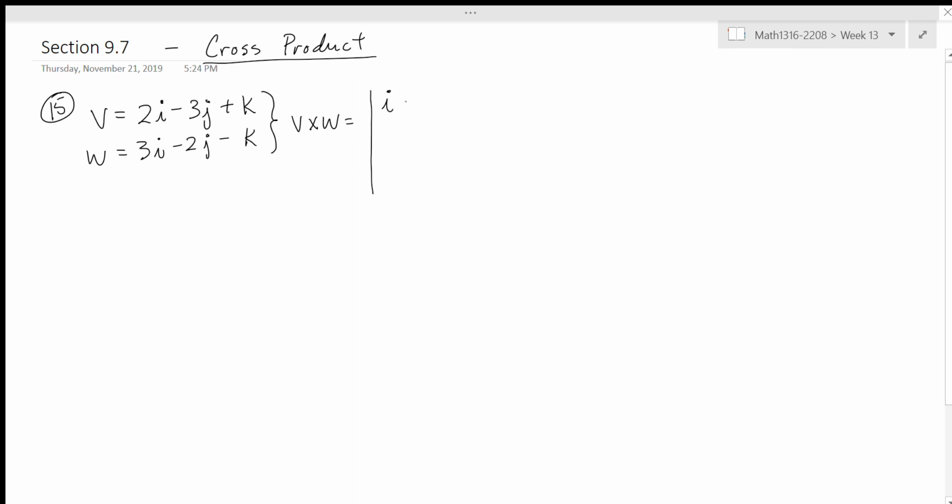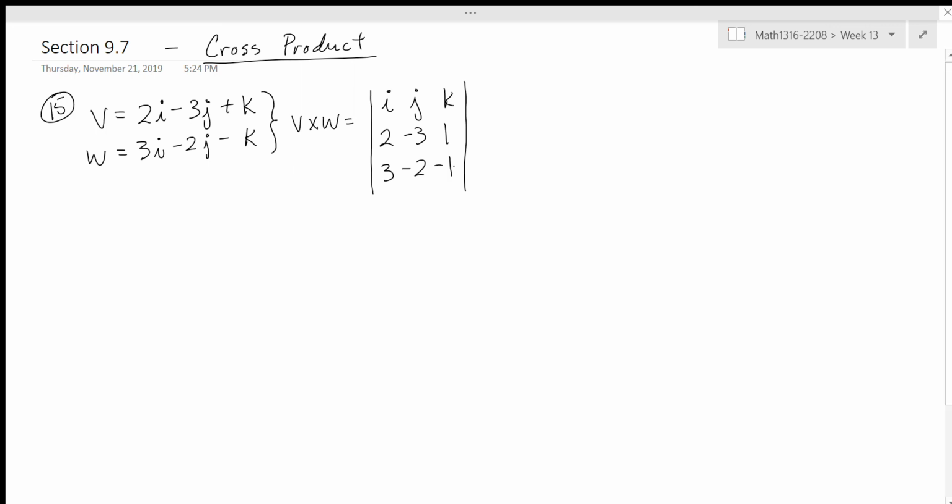So what we're going to do is we're going to start with the letters I, J, and K going across the top. And then whichever vector is first on the next row. So vector V, that's going to be 2, -3, and 1. Do y'all see where those numbers come from? Those are the coefficients of I, J, and K. And then vector W, whichever vector is next, 3, -2, -1. So far, so good. And then in order to find the cross product, if you know how to do the determinant of a 3x3 matrix, you just do the determinant.